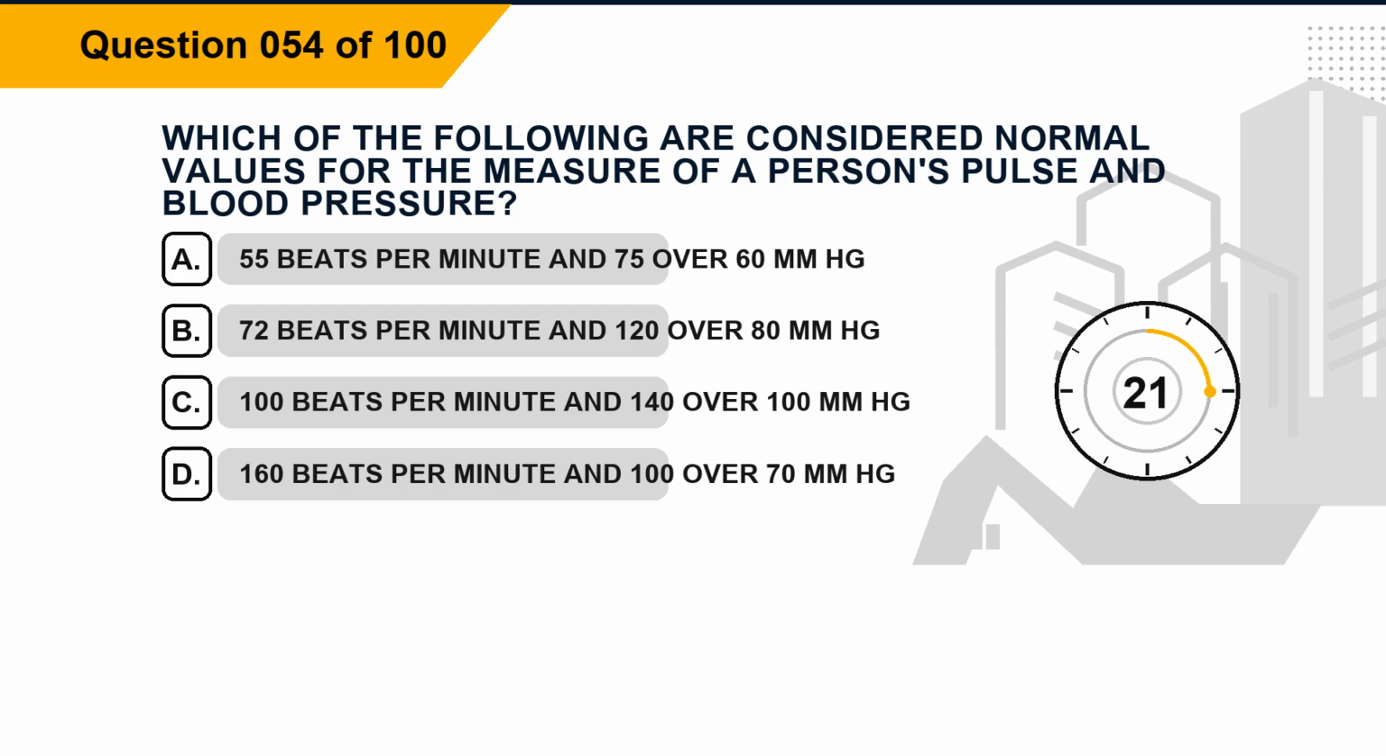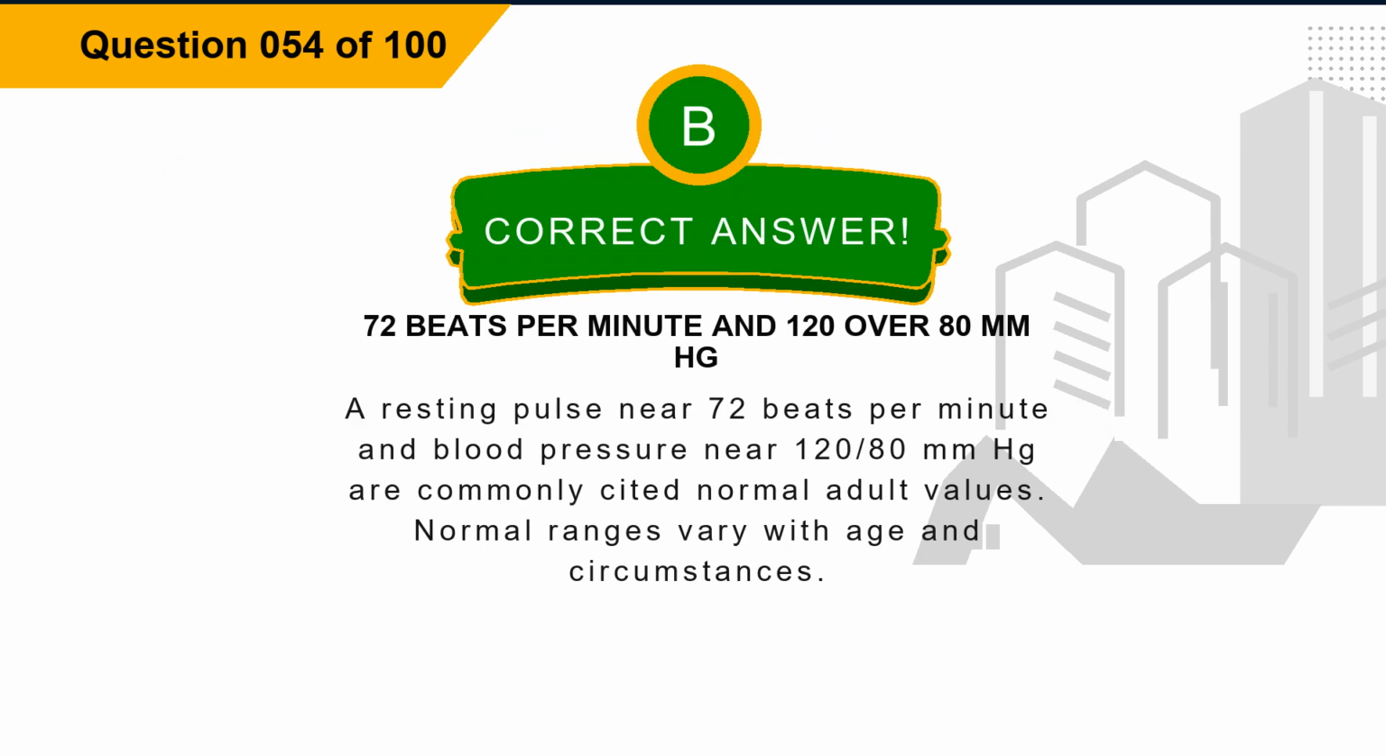Option A, 55 beats per minute and 75 over 60 mm Hg. Option B, 72 beats per minute and 120 over 80 mm Hg. Option C, 100 beats per minute and 140 over 100 mm Hg. Option D, 160 beats per minute and 100 over 70 mm Hg. The correct answer is option B, 72 beats per minute and 120 over 80 mm Hg.